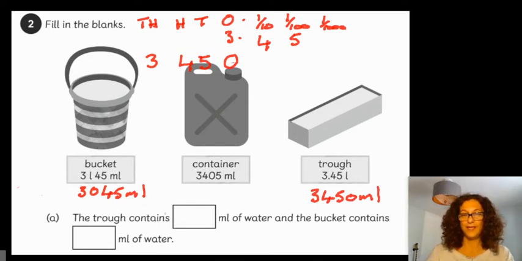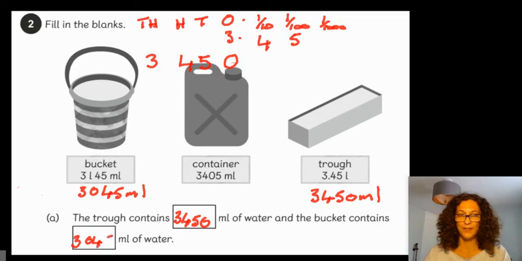Now we can continue with the rest. The trough contains, this is the trough, how many millilitres? Well, we've worked that out already. 3,450. And the bucket of water contains, and we worked that out, which was 3,045. I would like you now to continue the rest of the questions.